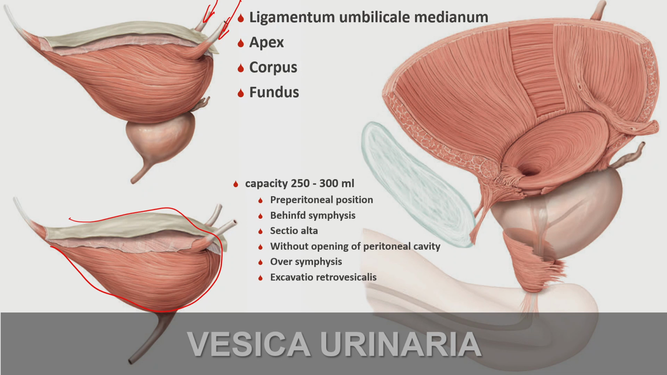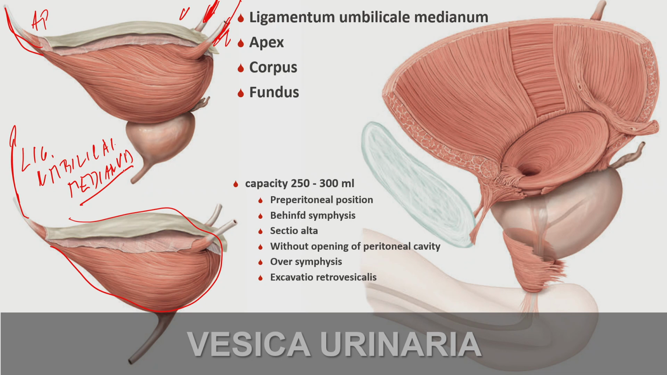The urinary bladder is a pear-shaped structure which has 2 ears, the ureters, and 1 nose, which is called apex. From the apex we have the ligamentum umbilicale medianum, and this ligamentum umbilicale medianum is a dense structure formerly being the connection with the outside space of an embryo, which is called allantois.